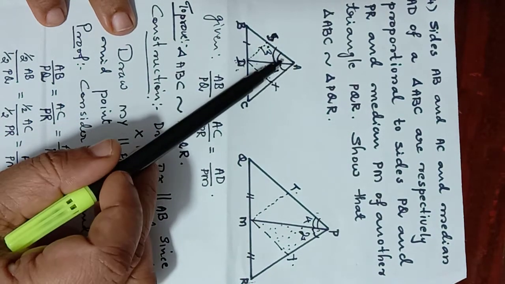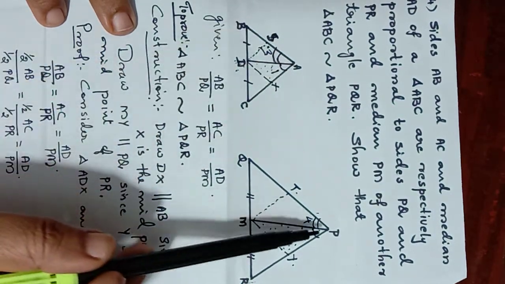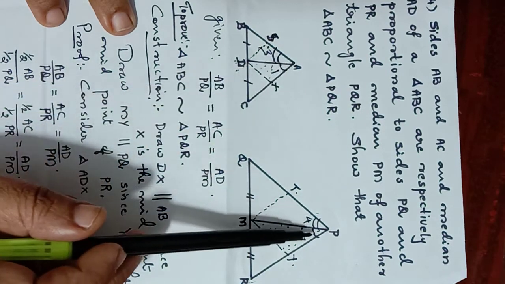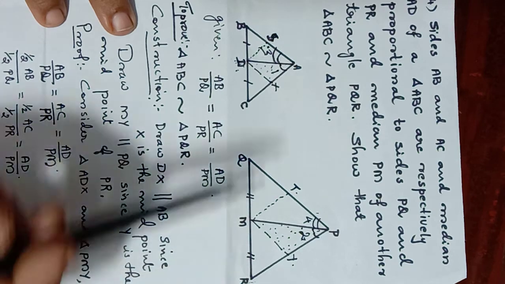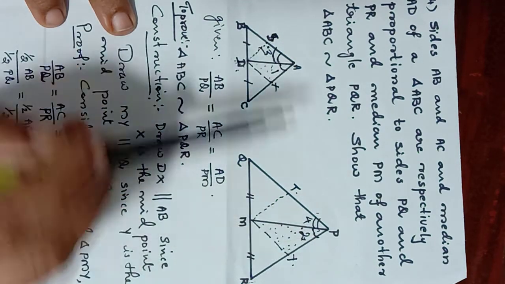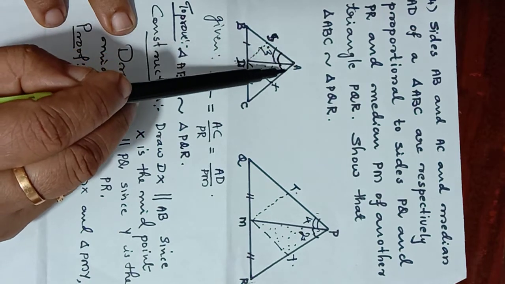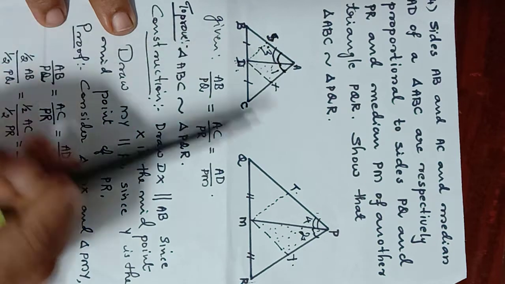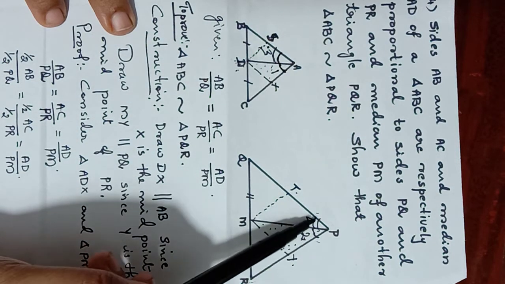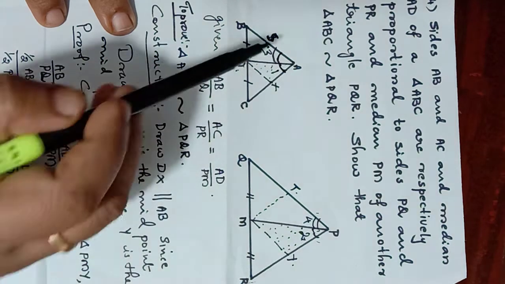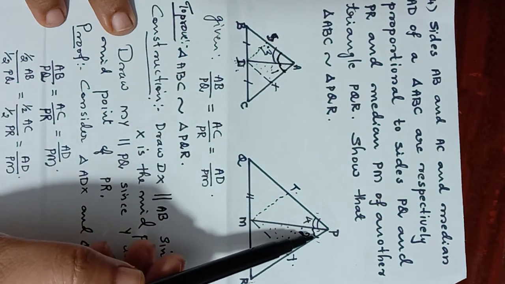In triangle ABC, we have AB by PQ, first point, AC by PR. Okay, now we have proved angle A is equal to angle P. Angle A is an included angle for AB and AC sides. Angle P is an included angle for sides PQ and PR. So, angle A is equal to angle P.